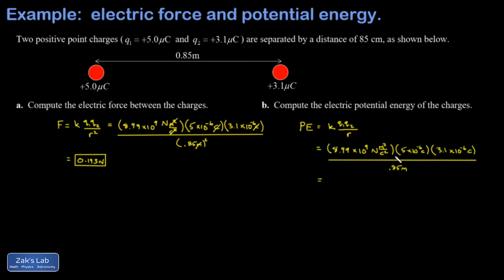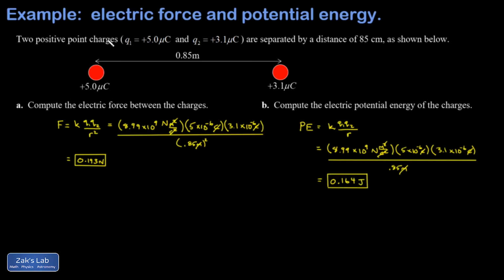Again, investigating the units a little bit, I see that one factor of meters cancels, two factors of coulombs cancel, and I'm left with Newton meters, and a Newton meter is a joule, so this is good. When I crunch the numbers, I get 0.164 joules of potential energy.